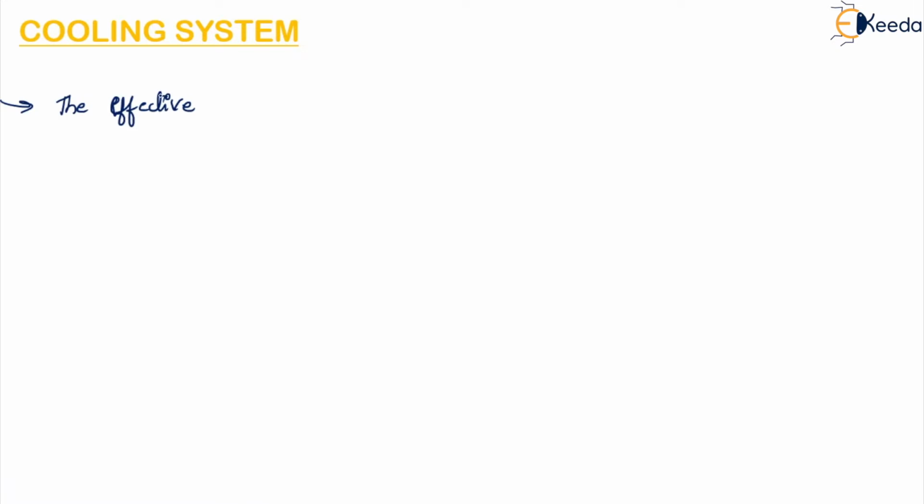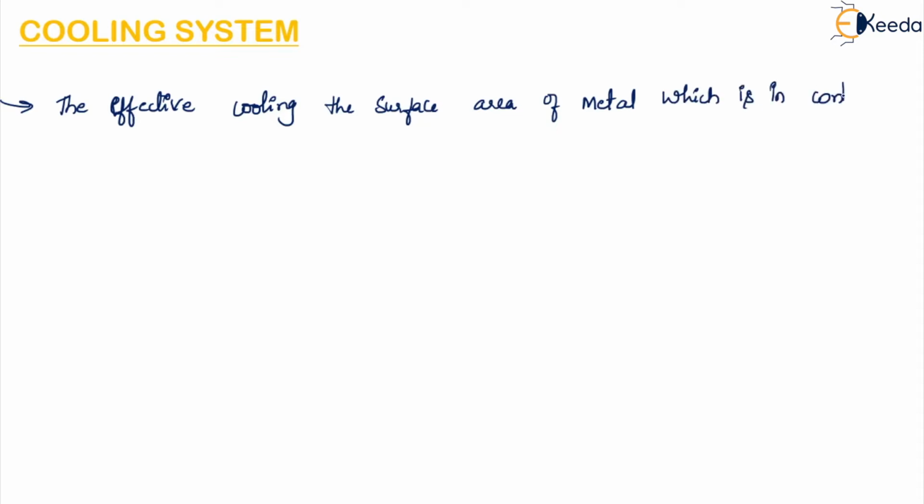The effective cooling of the surface area of metal which is in contact with air should be increased. So this is done by using fins over the cylinder barrels.